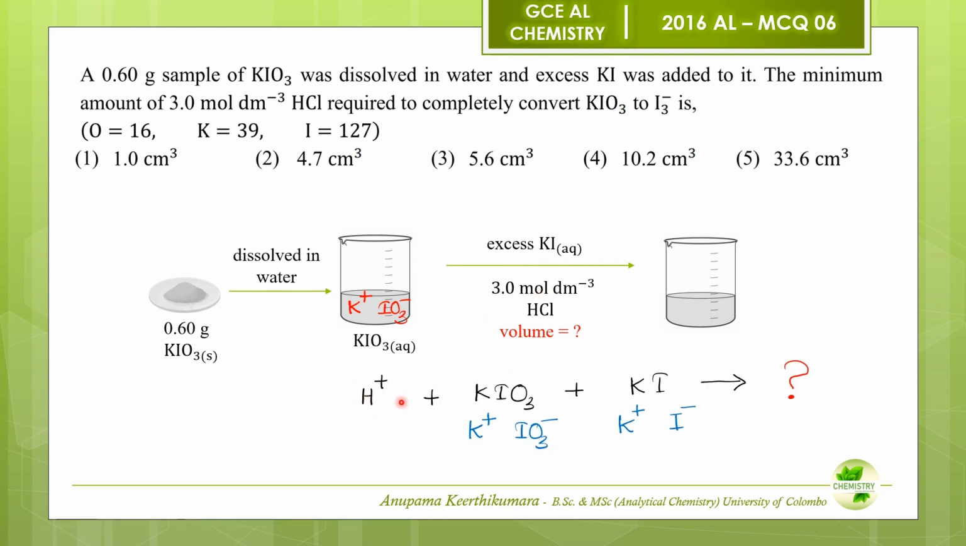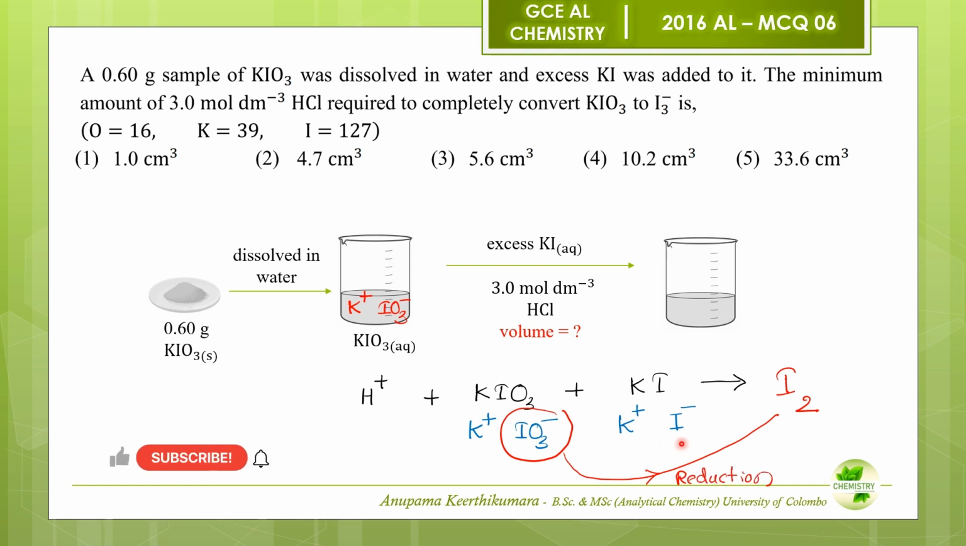In the presence of acidic medium, these iodate ions react with iodide ions. This reaction is a redox reaction. These iodate ions reduce to iodine. These iodide ions oxidize to iodine. In the presence of excess potassium iodide, all the iodate ions oxidize to iodine.